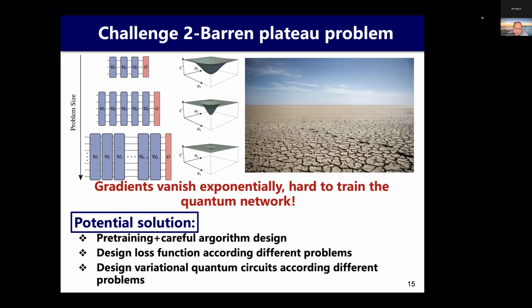The second challenge is the so-called barren plateau problem, right? That means the gradient vanishes exponentially with your system size. Then if you increase your system, typically you can only obtain zero gradient. Then it is really hard to train your quantum neural network. This has already been mentioned by Christa in her talk earlier.